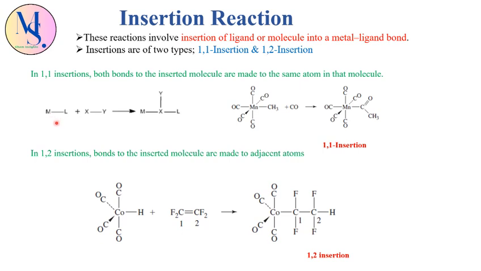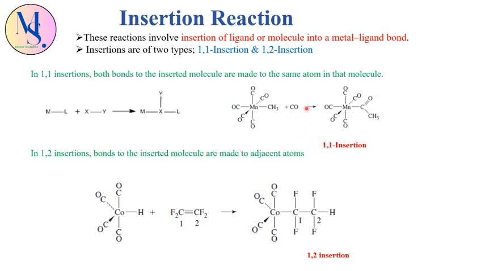Basically, insertion reactions are of two types, that is 1-1 insertion and 1-2 insertion. In 1-1 insertion, only one atom is inserted between metal and ligand while the other atom is attached to the inserted atom. For example, if we number this X as 1 and this Y as 2, so X is inserted between both the atoms, so it will be called 1-1 insertion.